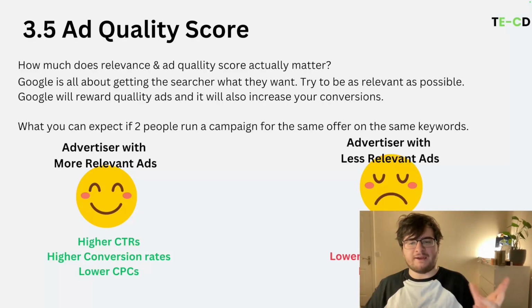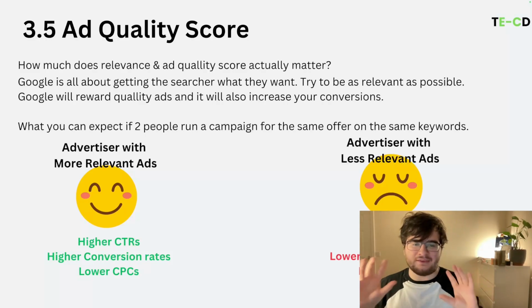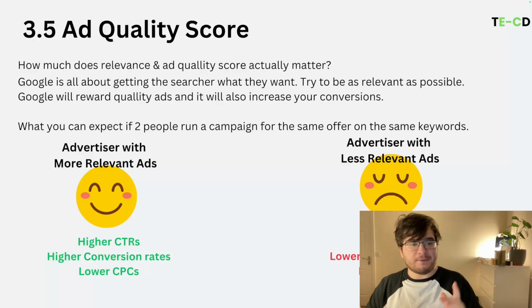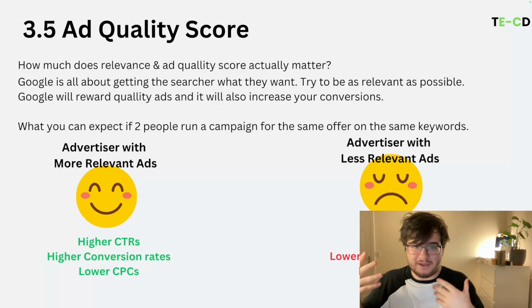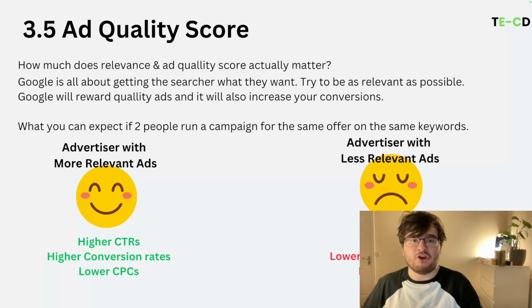So if you have two advertisers running largely the same ads and the same offer, the advertiser with the more relevant ads will always have higher click-through rates, higher conversion rates, and lower cost per clicks. Google does not control your conversion rates. They can do nothing about it. But generally, the more relevant your offer and results are to the people searching, your conversion rates will be higher. So it's best for you and best for Google to have very, very relevant ads.